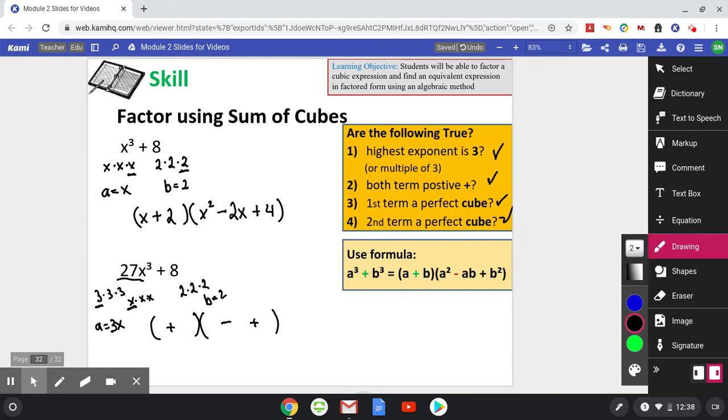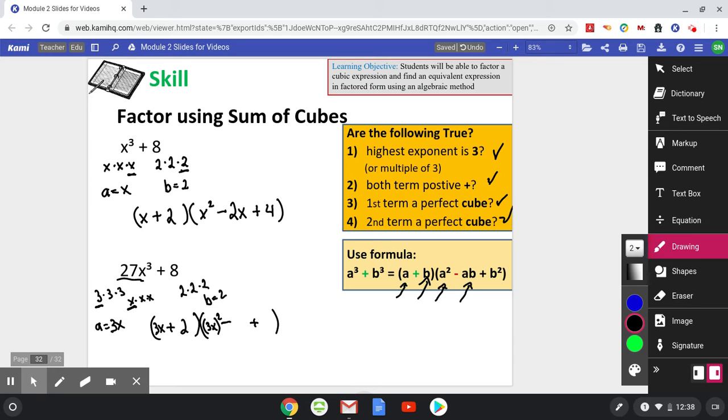Lastly, we place the letters where they go. So the first letter in the first parenthesis is an A. We said that A is 3x. Second letter is a B. We said that B was a 2. So in the first parenthesis, we get 3x plus 2. Second parenthesis, the first term is A squared. Since A is composed of 3 and x, I will be putting that in parentheses, (3x) squared. That means that both the 3 and the x will be squared. Then we have to use A times B. A is 3x, B is 2.